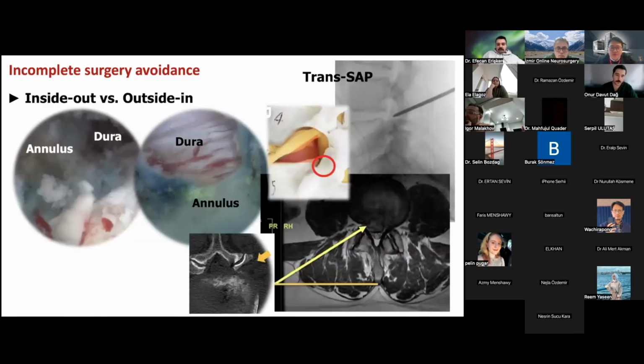To mention transforaminal surgeries, another good way to avoid incomplete surgery is to have a better view from the beginning. If you start from the trans-SAP area, if you start by taking out part of the SAP and land inside there, it gives you a much better view of the dural structures, which means you have a better chance of taking out all the needed amount of decompression.